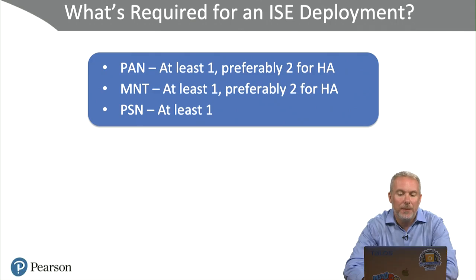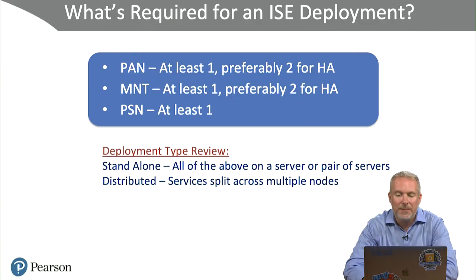The admin node or the PAN, there has to be at least one of these and preferably two in production. Same with the MNT. And the PSNs must be at least one server running the PSN service, preferably more in a real-world deployment. Also remember the deployment types of small, medium, large, and the different characteristics. If you need a review, please see the previous lessons to review that topic.